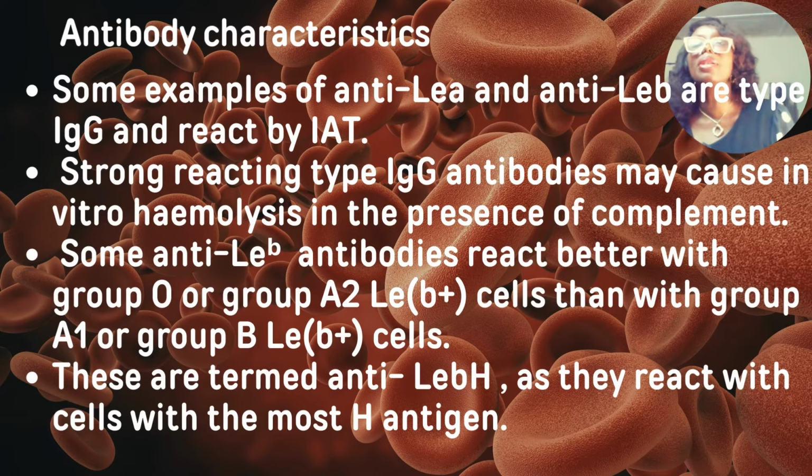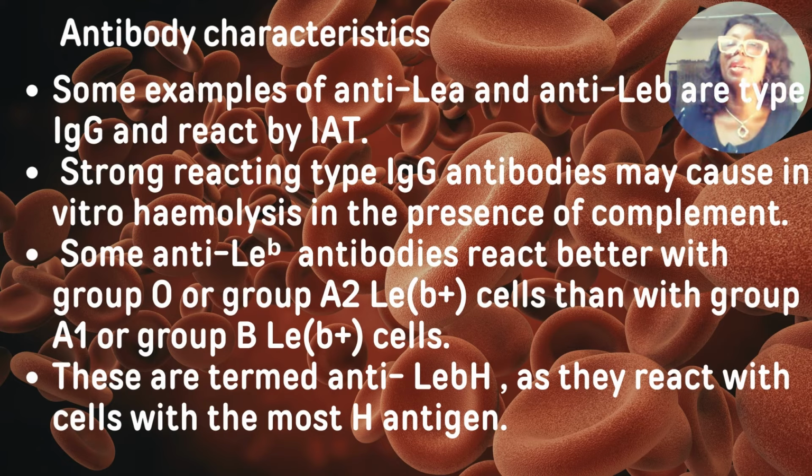Some anti-Lewis B antibodies react best with group O or group A2 Lewis B positive cells than with group A1 or group B Lewis B positive cells. These are termed anti-Lewis BH as they react with cells with the most H antigen. They react more with cells with most H antigen, so they are termed anti-Lewis BH.